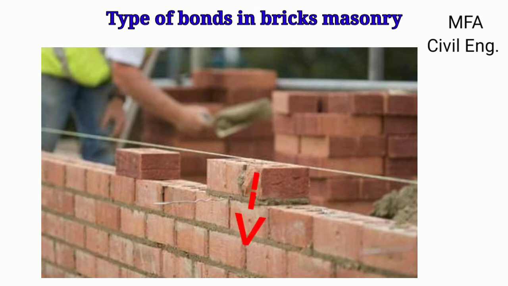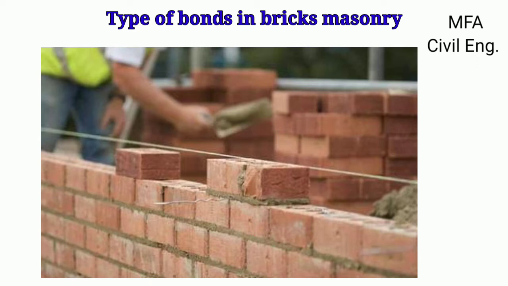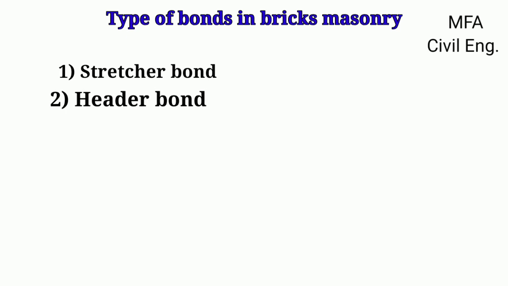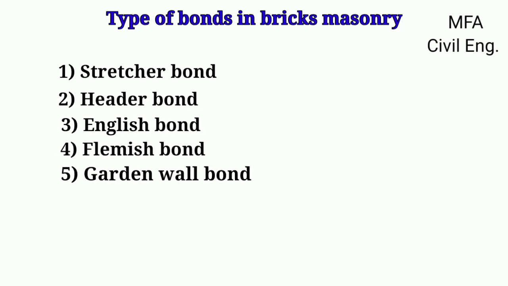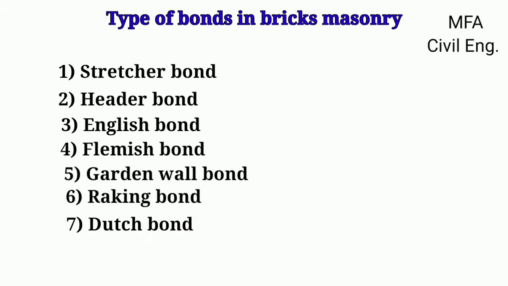The various arrangements practiced to lay the bricks so as to make rigid wall structures are called the bond. There are a variety of bonds used for different types of work, like stretcher bond, header bond, English bond, Flemish bond, garden wall bond, racking bond and Dutch bond.